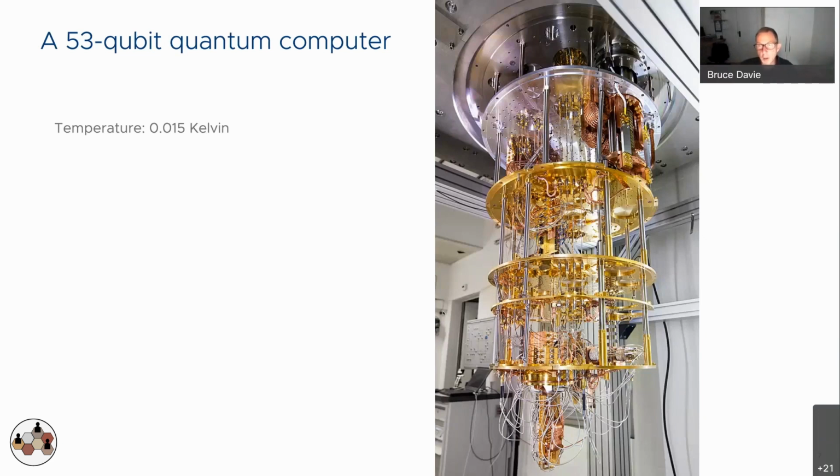Now, hopefully most of you know that 0 Kelvin is the coldest possible temperature, and in fact, it is impossible to get to 0 Kelvin. You can only asymptote towards 0 Kelvin. So 15 millikelvins is extremely cold. It is minus 273 Celsius, and it is colder than the deepest, coldest parts of space. It is exceptionally cold.